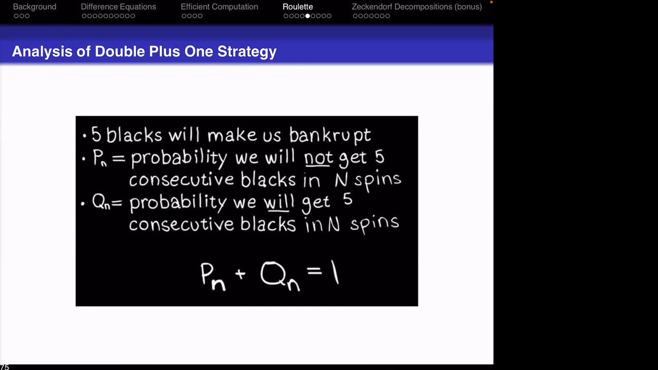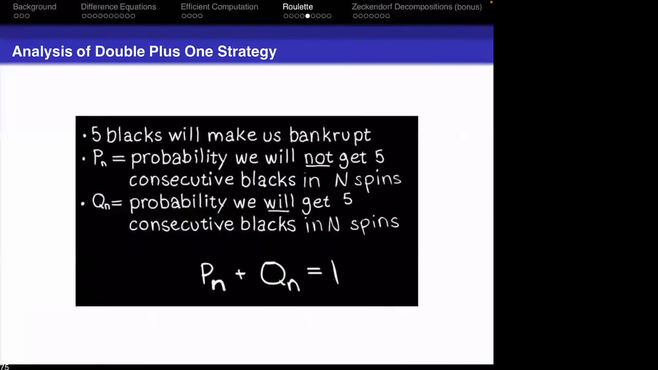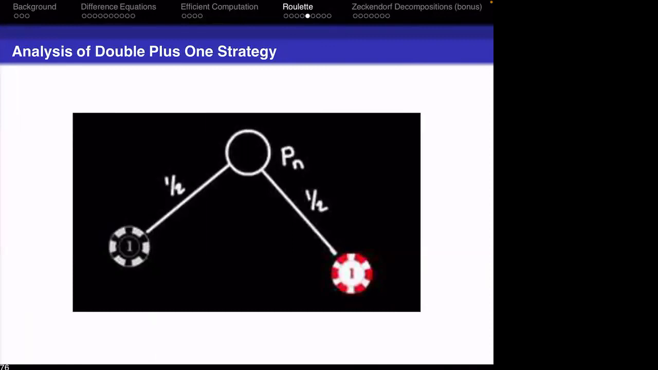They're complementary events. And this is one of the big insights in probability. Sometimes, rather than computing the probability that something happens, it's easy to calculate the probability something doesn't happen, or vice versa. And it's not always clear which one is the easier one to compute. It turns out it's going to be easier to compute the probability we will not have 5 consecutive blacks in n spins. So for the first spin, and we're going to take the very nice case that there's no greens, we have a 50% chance of spinning a black, a 50% chance of spinning a red.